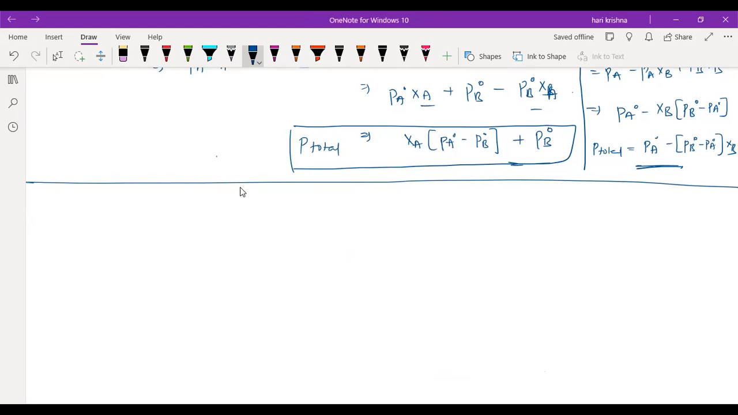Now, can you hear me properly? Yes, sir. Okay. So next one is the ideal solution and non-ideal solution. Ideal solution is nothing but, do you know ideal gas, right? Which are the gas obeying Boyle's law, Charles' law, and Avogadro's law at all the conditions, that is an ideal gas. Similarly, we have the ideal solution also.